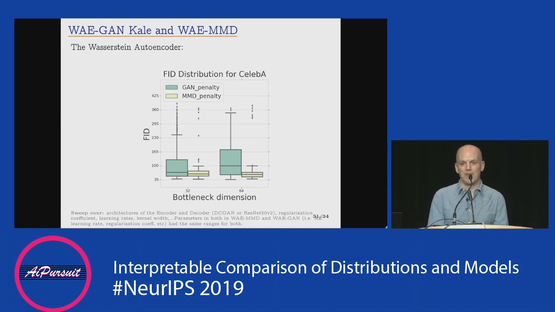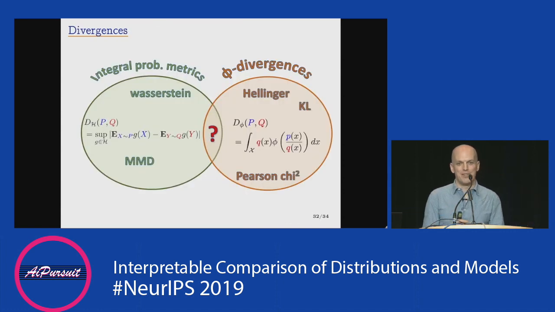Okay, so that was the Stein autoencoder. So let's go back to our original figure. On the left, we have our integral probability metrics. On the right, we have our phi divergences. So one depends on a difference of measures, one depends on a ratio of measures. But my circles are overlapping a little bit. Was this like a PowerPoint mishap or not?